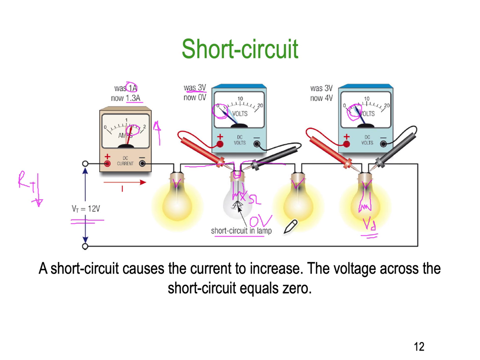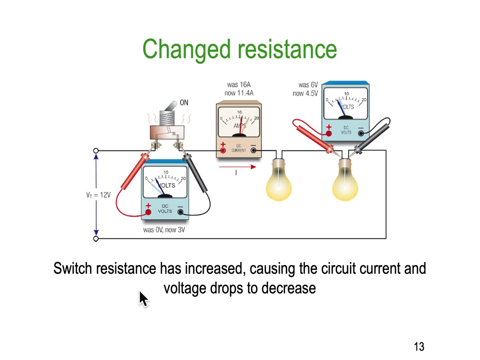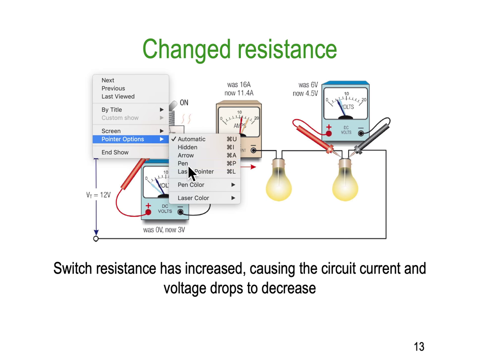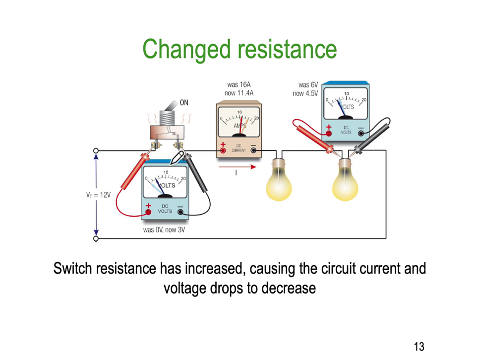So that's how you can troubleshoot a short circuit in a series circuit. Now, the one I mentioned before, the changed resistance. So in this little example here, we've got a switch, and a switch normally would be a short circuit. But for some reason, our switch has got dirty and our switch is now offering some resistance.